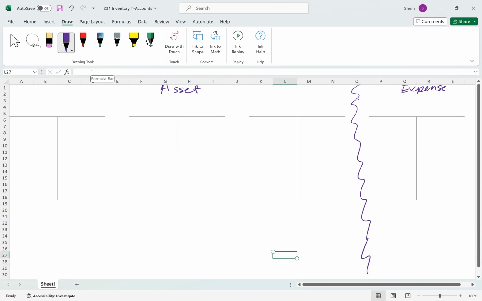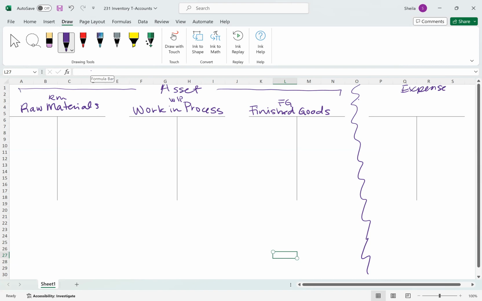So when we track inventory, we are going to use accounts such as raw materials, work in process, also referred to as work in progress, and finished goods. Now you may see these abbreviated as FG for finished goods, WIP for work in process, and RM for raw materials. Now, these are all asset accounts, and they are also known as inventory accounts.